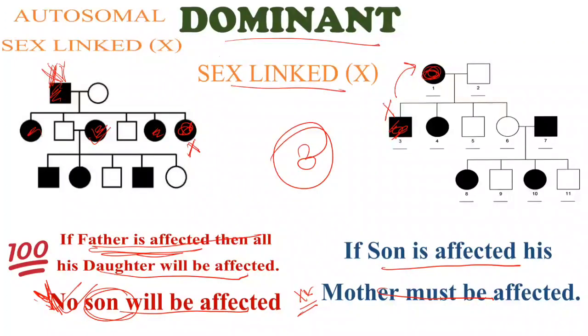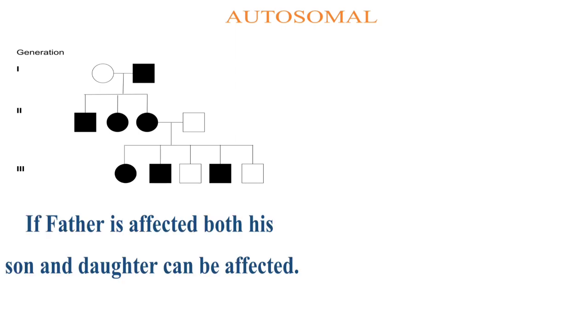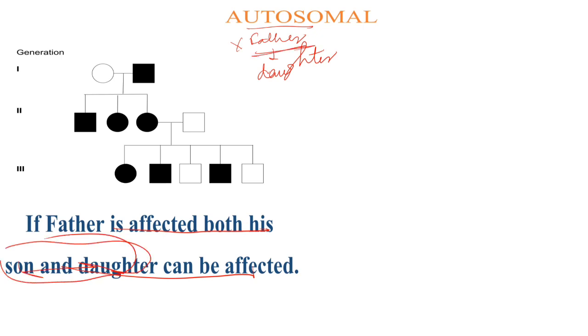So if you know that this condition is sex-linked, then you will mark it, and if it is not sex-linked, then obviously it will be autosomal dominant. To see that it is autosomal dominant, what you can apply is that if the father is affected, then both his son and daughter will be affected in the case of autosomal. In X-linked, what happens? If the father is affected, only daughters are affected. But in autosomal, if the father is affected, both his son and his daughter will be affected. That's the difference between autosomal and sex-linked.